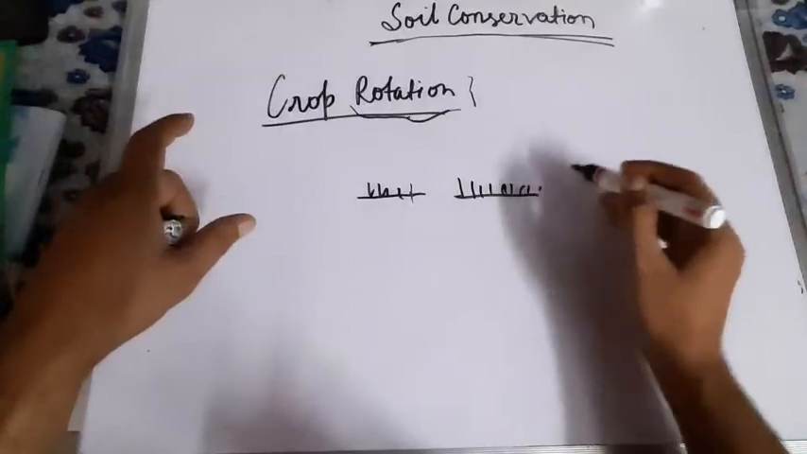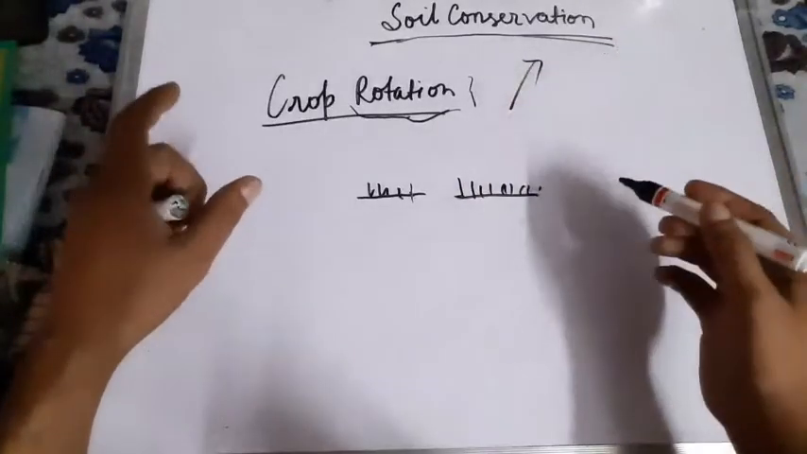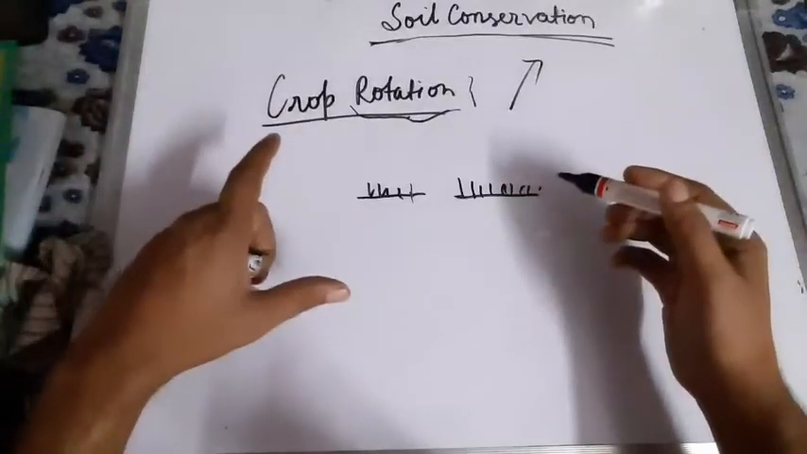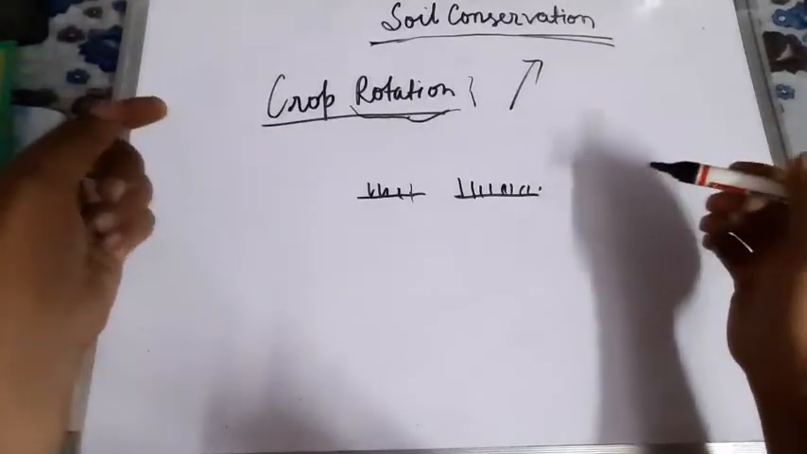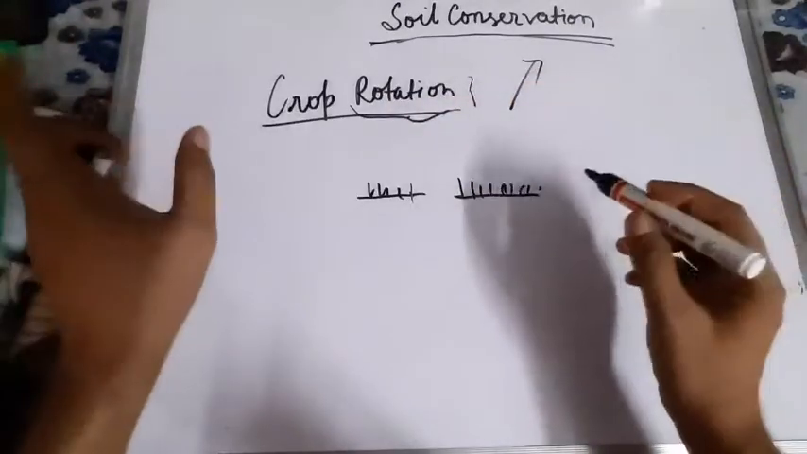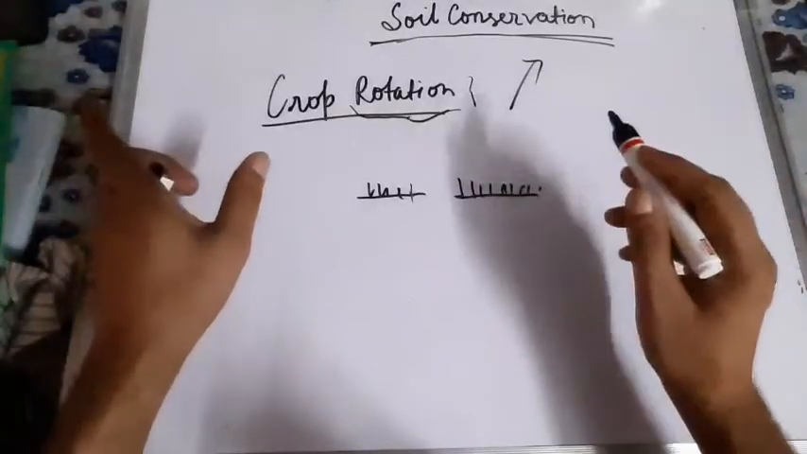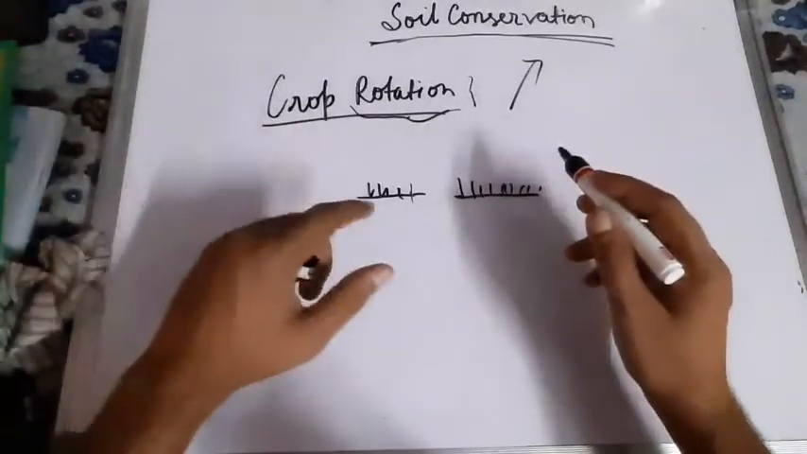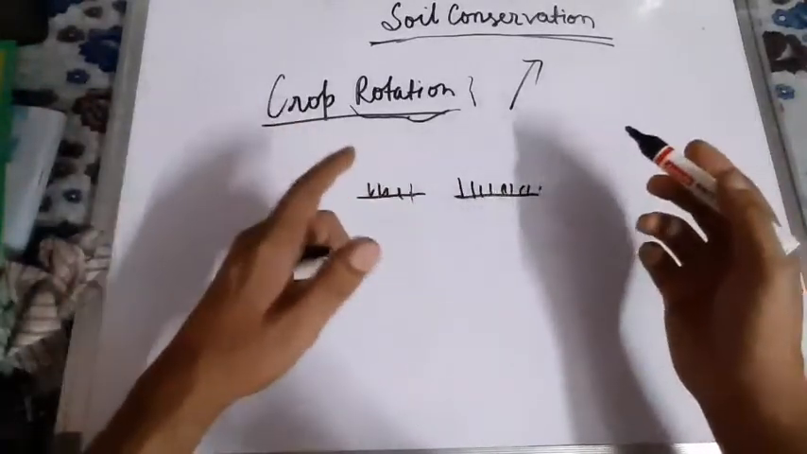And crop rotation helps in soil conservation. It also helps in the structure of the soil and in the nutrition of the soil, and at the same time it helps in the conservation of soil. So in crop rotation, the farmer practices a sequence of crops that comes one after another in sequential order according to the seasons.